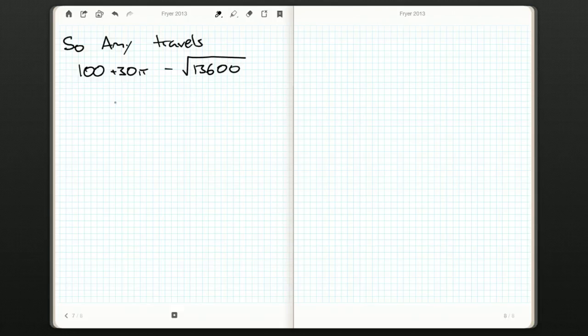Normally we keep it exact, but they ask us rounded to the nearest meter. And so we subtract the square root of 13,600. And we get approximately 77.6287. That's what my calculator is showing about that. So that's how much further she travels.